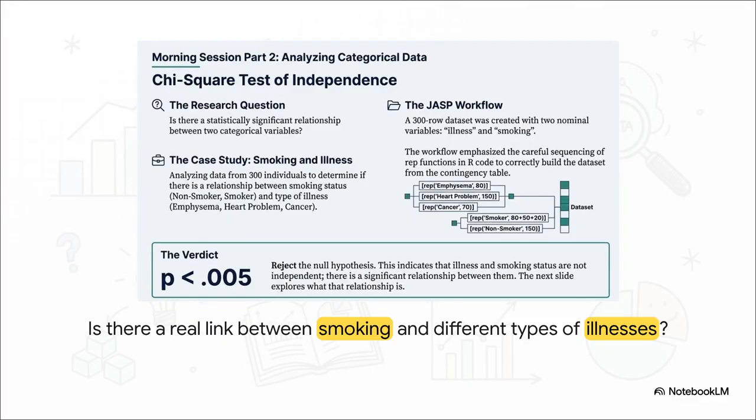We're looking at 300 people sorted by smoking status and their type of illness. The big question is, are these 2 things related or are they totally independent? So we run the chi-square test and bam, we get a p-value of less than 0.005. That's tiny. That's our signal to reject the null hypothesis. It's telling us loud and clear, smoking status and illness are not independent. There's a real relationship here, but what is it?